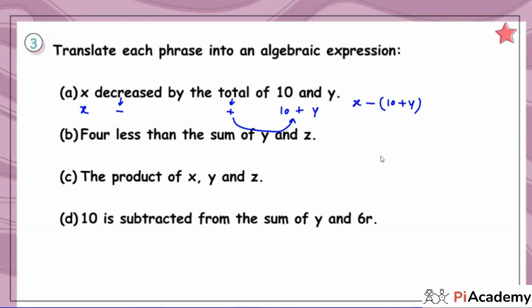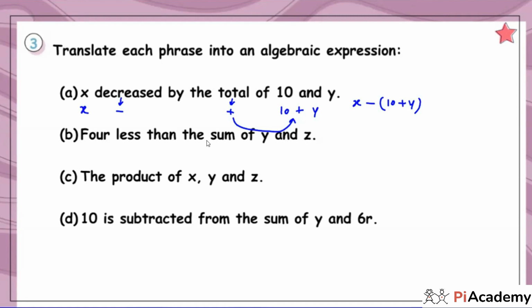Is there anyone who has any problem in this? Then raise your hand, otherwise remove it. Okay, I understand it now. Very good. Arya, please tell me what is the answer for the next question. For the next question, the answer is y plus z minus 4 or 4 minus y plus z. Okay, 4 less than the sum of. Arya, both answers are not possible, so which one are you going to choose?